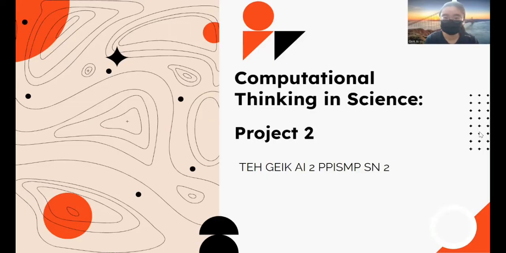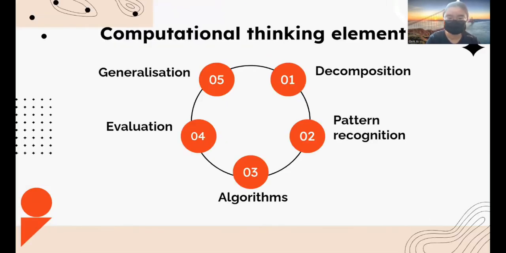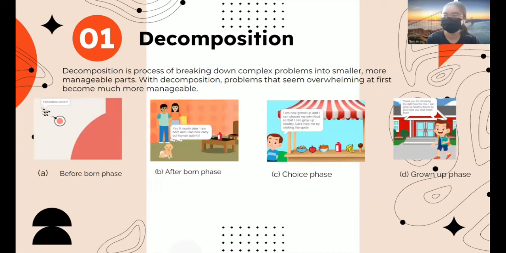So now I'm going to continue this presentation by explaining the elements I have added in this project. There are 5 elements that I have added. The first one is decomposition, and then pattern recognition, algorithm, evaluation, and also generalization. So now, I'm going to explain the first one, which is decomposition.